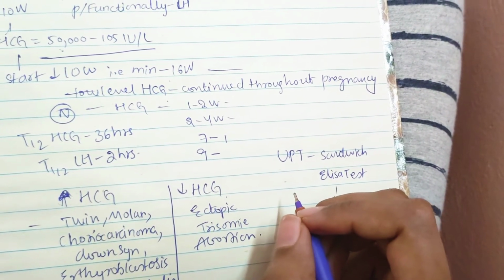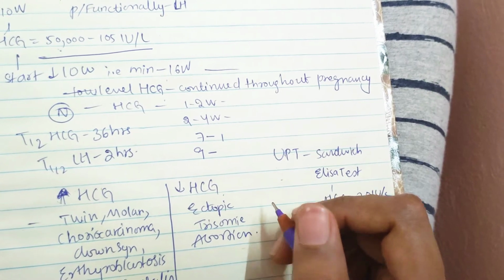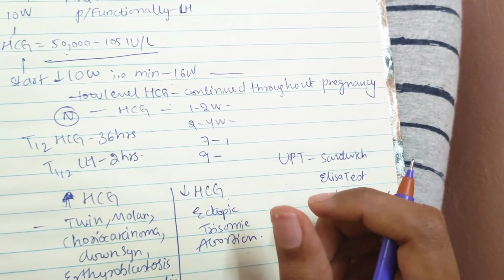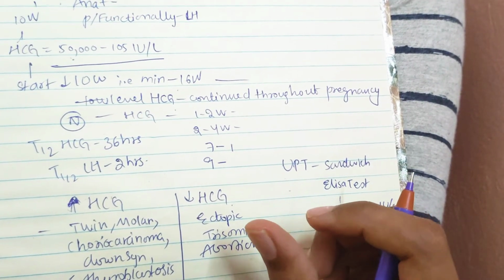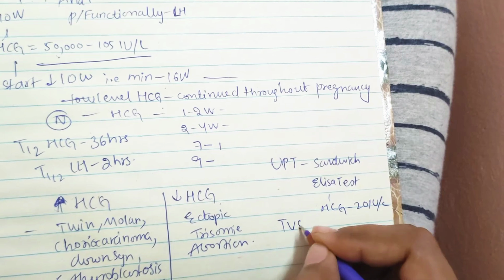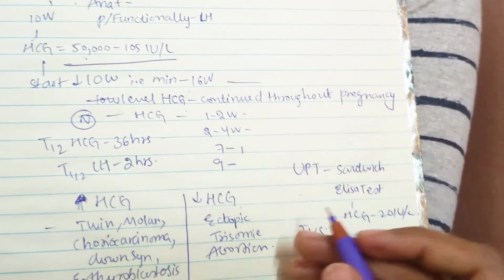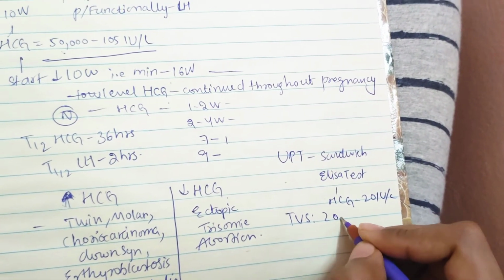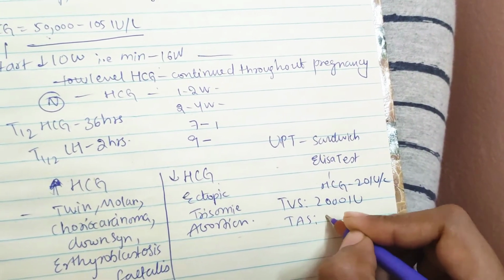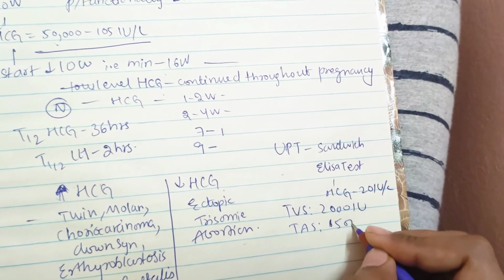Okay. So what is the clinical titer for HCG? The clinical titer of HCG: in 100% of cases of intrauterine pregnancy, there is a visible gestational sac which can be seen. In the case of TVS, it will be about 2000 IU. In the case of TAS, it will be 6500 IU.